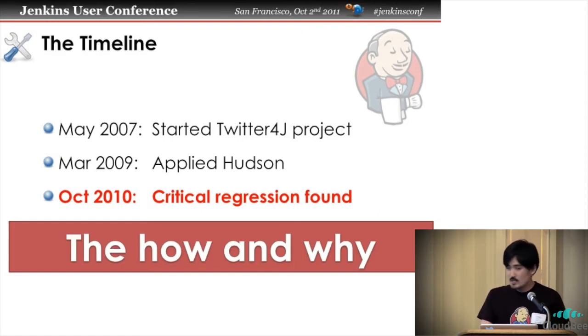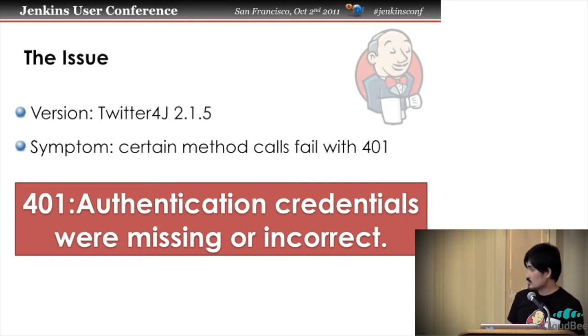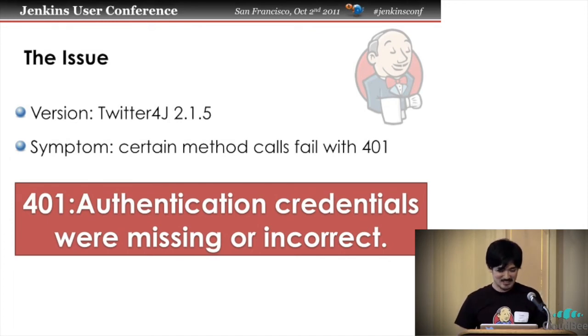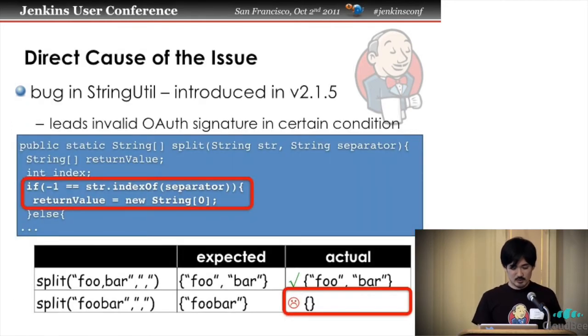And what was the issue? The issue was introduced in Twitter4J version 2.1.5. The symptom is that the setup method call fails with 401. The actual error message is something like authentication credentials were missing or incorrect. And interestingly, the reproducibility was 100%. Curious enough. And what was the root cause of the issue?